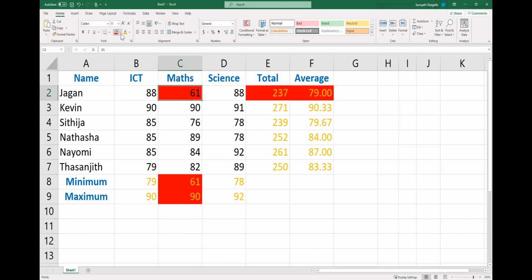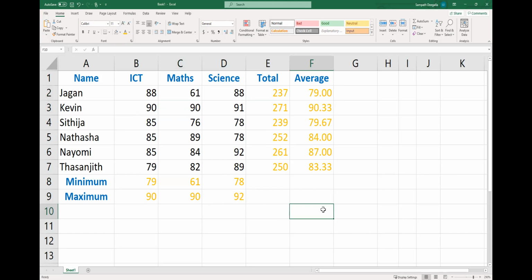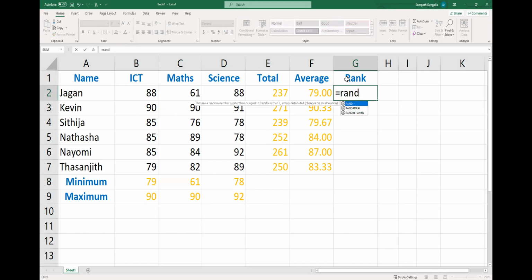So I'll remove the color. I hope you understand the beauty of Excel when you're working. Let me finish this using rank. Let's say I want to find the rank of the person. For that, you have a function called RANK, and then we have to specify which one you are going to rank. I'm going to rank the average.